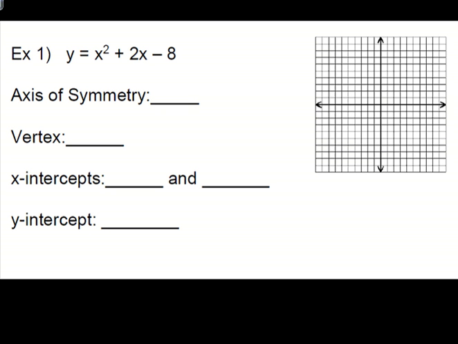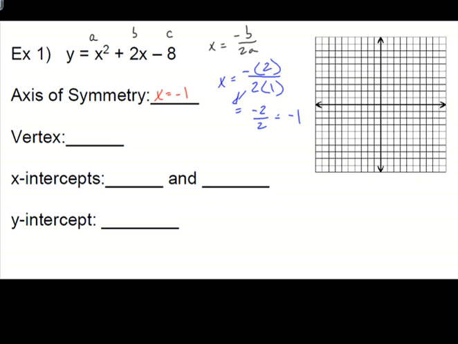In example 1, let's go through and find my axis of symmetry. My axis of symmetry is going to be the opposite of b. X is equal to the opposite of b over 2a. Remember, this is my a, my b, and my c. So my axis of symmetry is going to be x is equal to the opposite of 2 over 2 times 1. So that's going to be negative 2 over 2, which is negative 1. So my axis of symmetry is x equals negative 1.